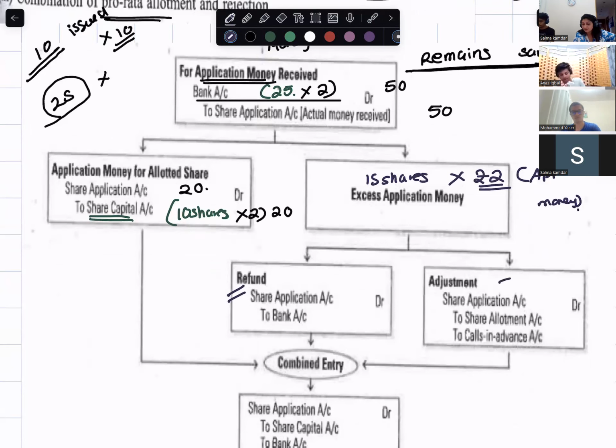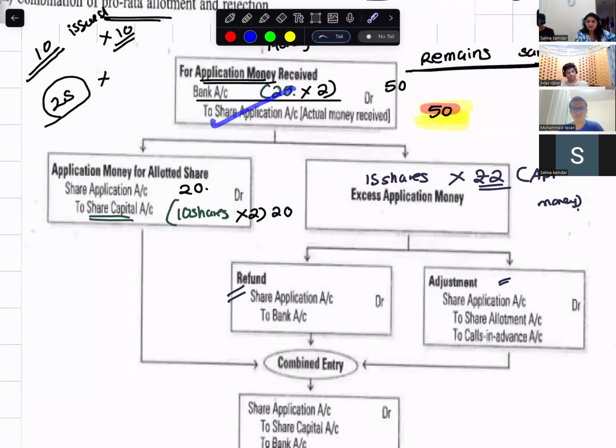Or I can adjust it later. But understand, under every circumstance, this 50 of application has to get cancelled. Are you with me, Anas? Yes, ma'am. Okay, fine.